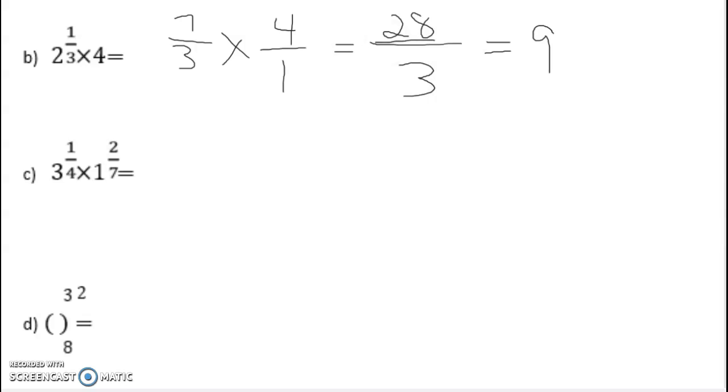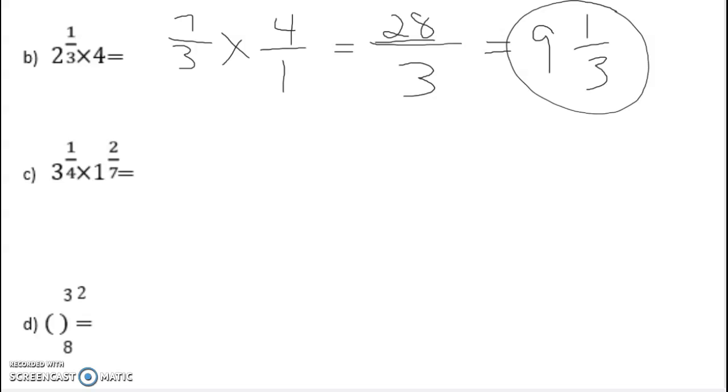So we're going to have 1/3 left over, right? Because 9 times 3 is 27. So 27 to 28 gives us 1. And then we still have to keep our same denominator as 3. So this is your final answer.